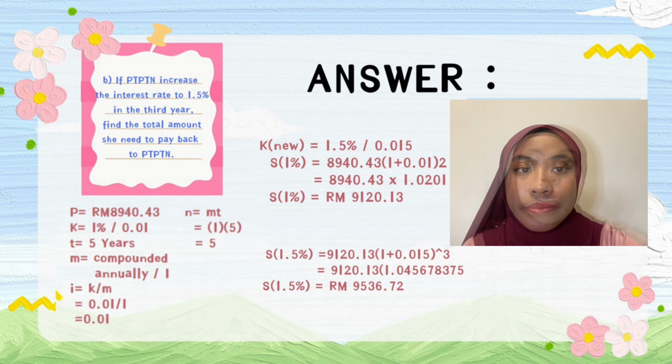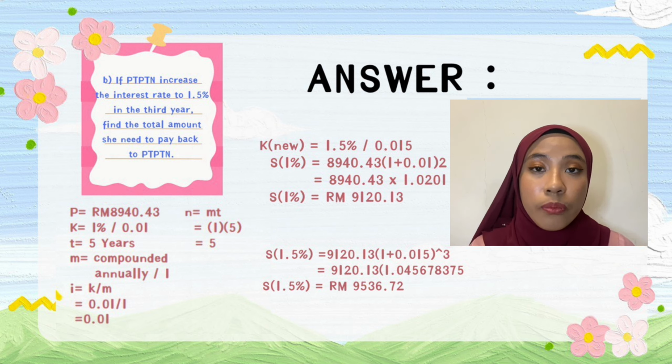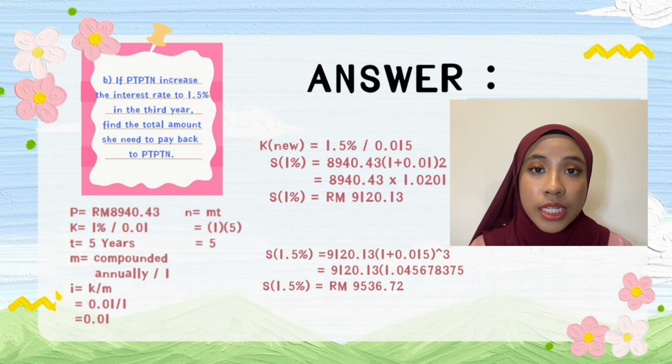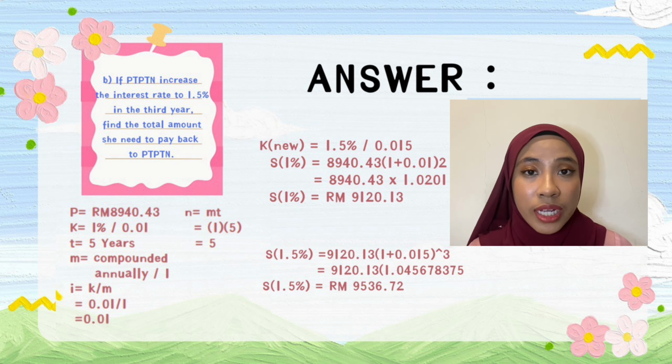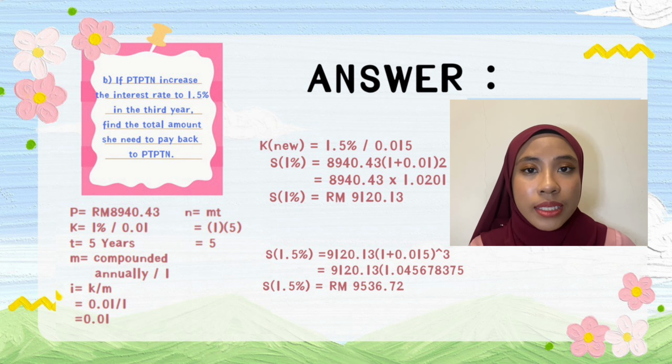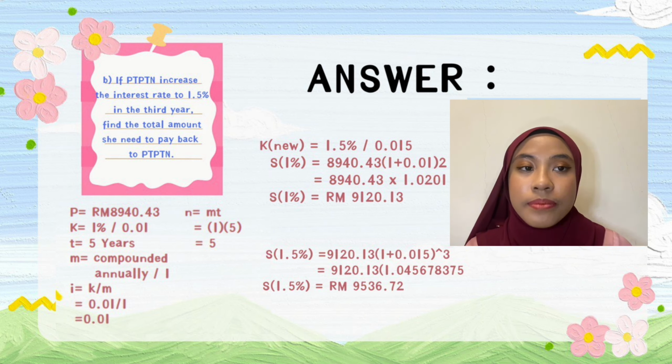So based on the rule of BODMAS, we have to solve the calculation in the bracket, which is 1 plus 0.01 to the power of 2, which is 1.0201. And then we multiply by 8,940 ringgit and 43 cents, and we get 9,120 ringgit and 13 cents, which is the amount S for 1 to 2 years that she needs to pay.